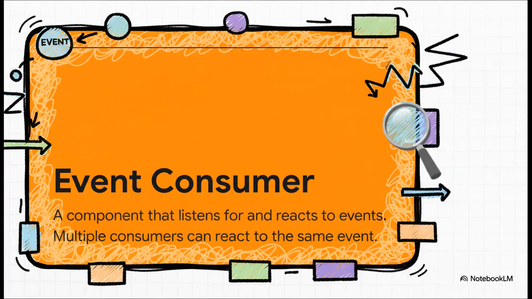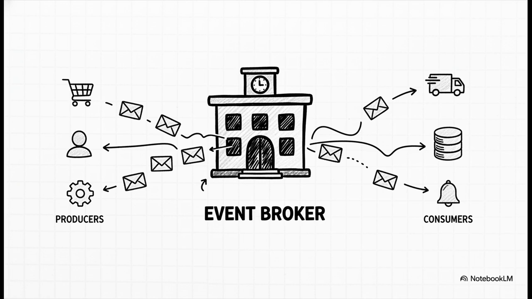And on the receiving end, of course, we have the event consumers. These are all the different parts of the system that are interested in certain events. So when that order-placed event gets announced, you might have an inventory service that needs to update its stock count, a notification service to send you an email, and a shipping service to start packing your box. And each one of these consumers hears that same event and acts on it completely independently, all at the same time.